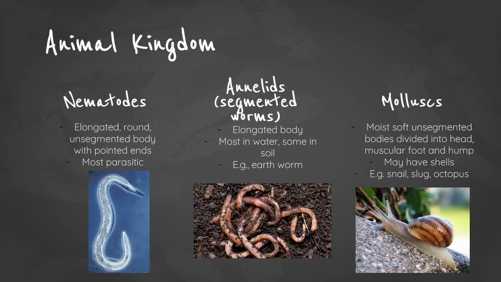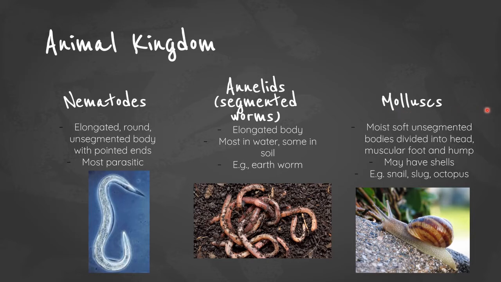Nematodes have elongated, round, unsegmented bodies with pointed ends. Most are parasitic. As you can see in the picture, it's very long and has a pointy end at each side. Annelids, also called segmented worms, have elongated bodies as well. Most are in the water and some are in the soil. An excellent example is the earthworm.